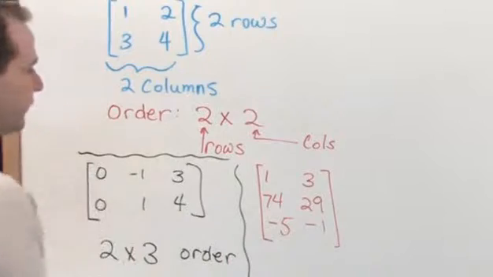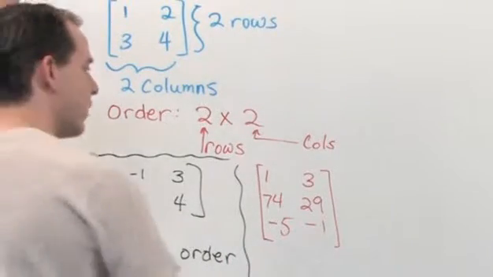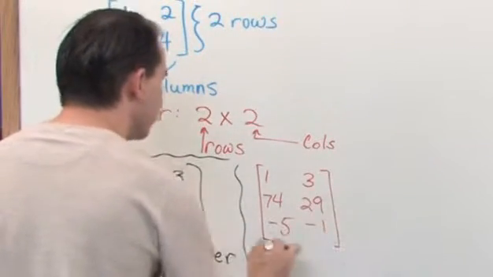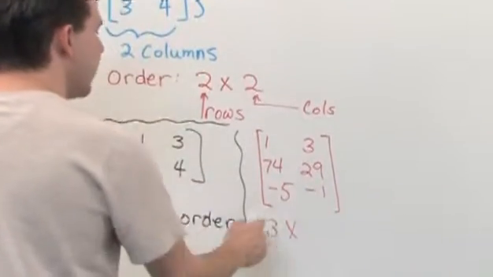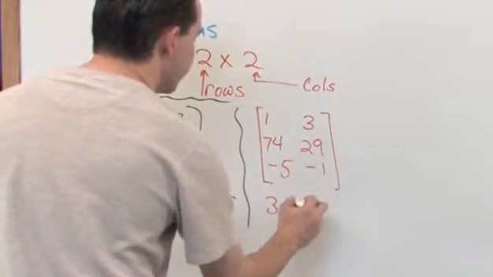What is the order of this matrix? If you were asked that on your test, you would say, well, how many rows do I have? I have 3 rows, so that number goes first, and 2 columns, so it's a 3 by 2 order.